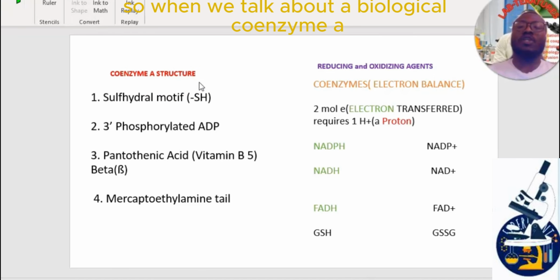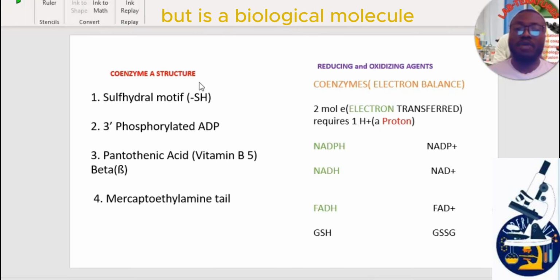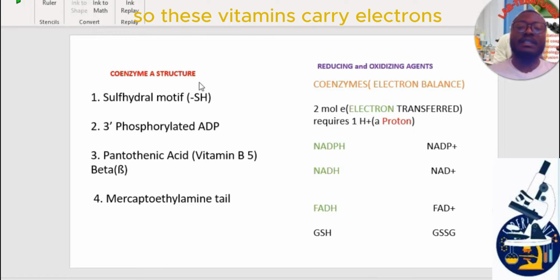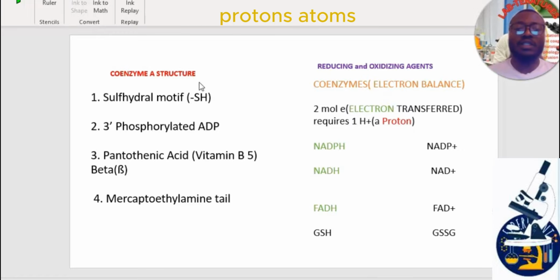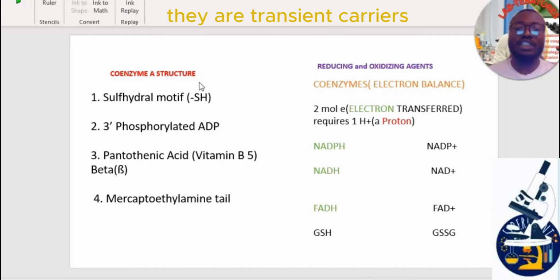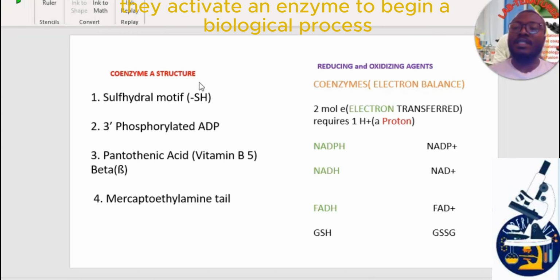So when we talk about a biological coenzyme, it is a non-protein, biological molecule mostly made of vitamins like flavin. These vitamins carry electrons, protons, atoms, and phosphate side groups, and these are carried on a temporal basis. They are transient carriers, and they carry them as a way to trigger a biological process, meaning they activate an enzyme to begin a biological process.